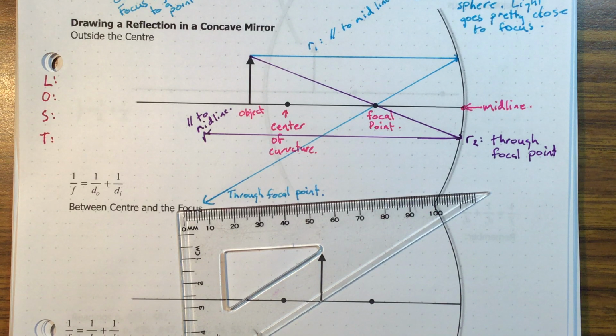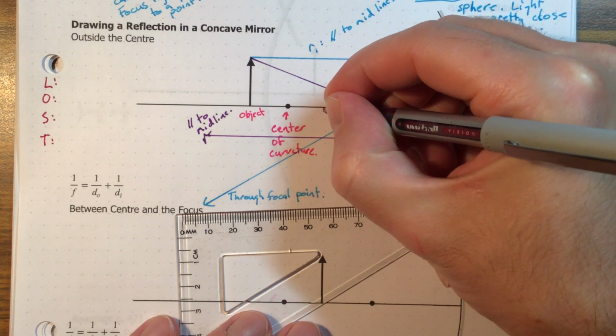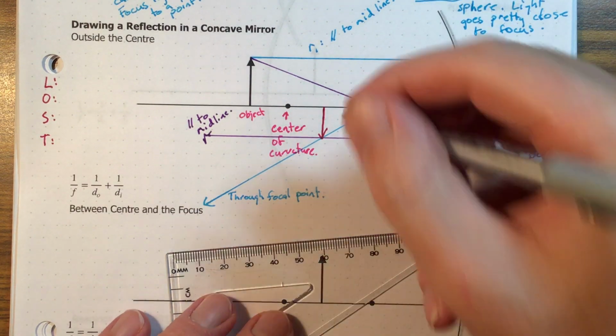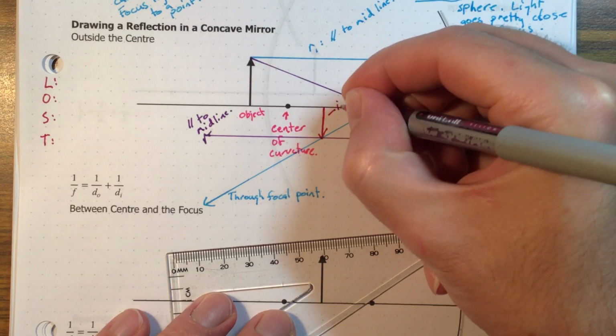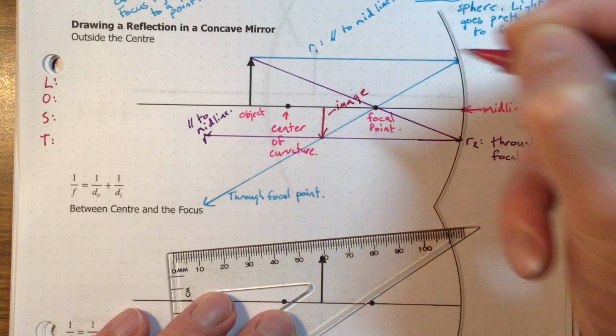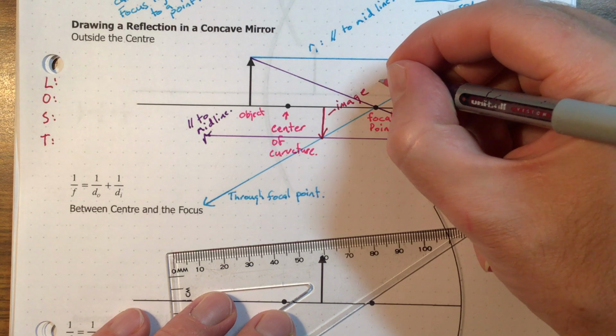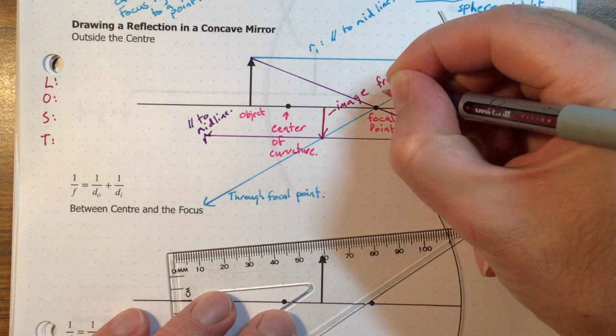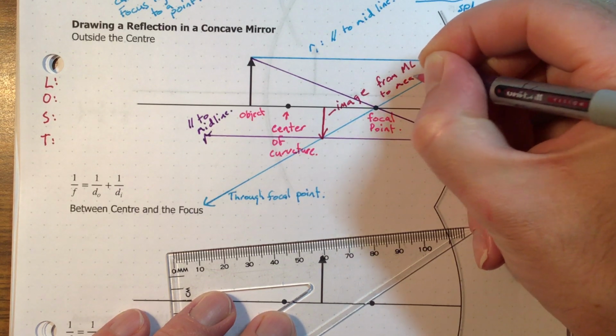Our image is located where they meet. So our image is located right here. There's our image. And our image goes from the midline to the meet.